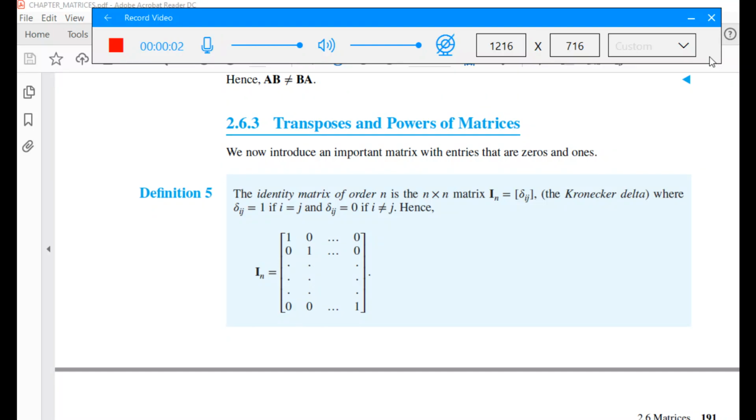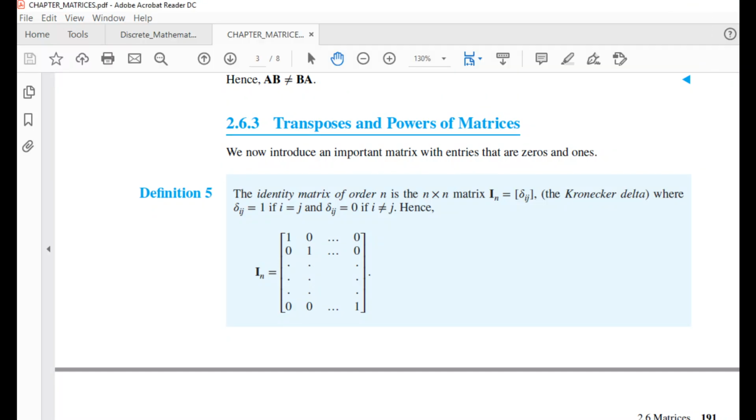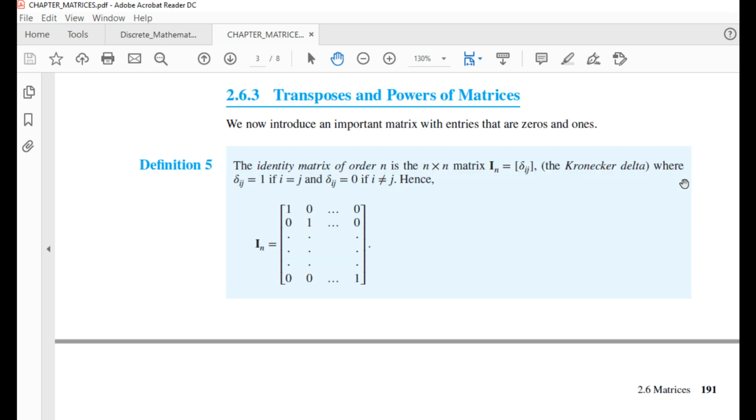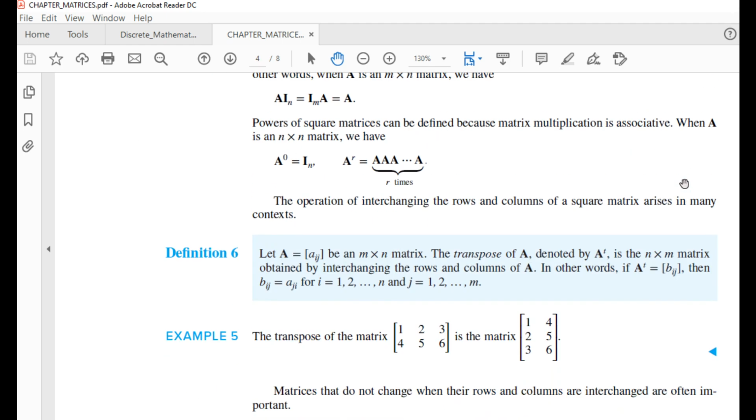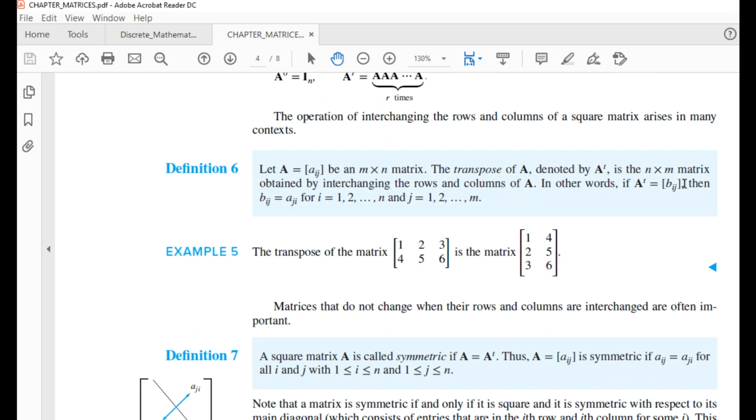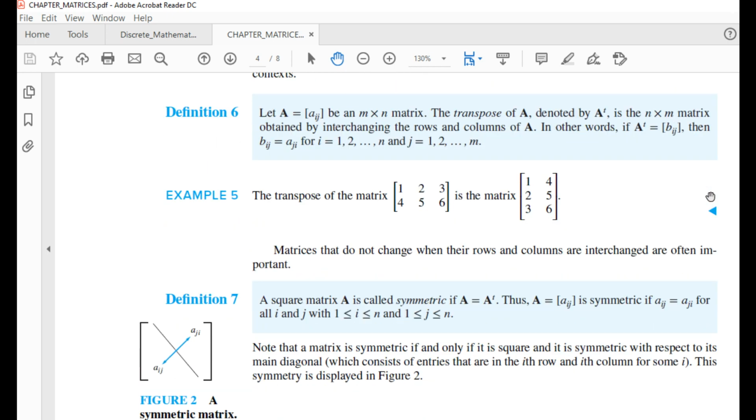Okay guys, let's continue. I'm going to be moving forward with the transposes and the powers of the matrices. So let's try to look into the transpose of a matrix. It's actually an easy thing to do. I'm going to be citing example number 5 for this one.